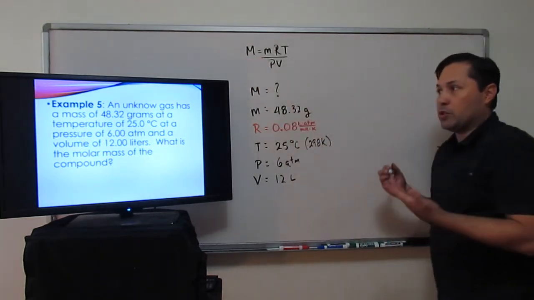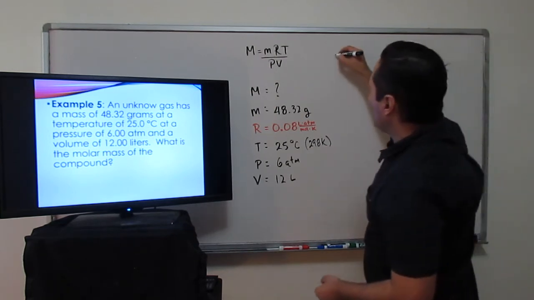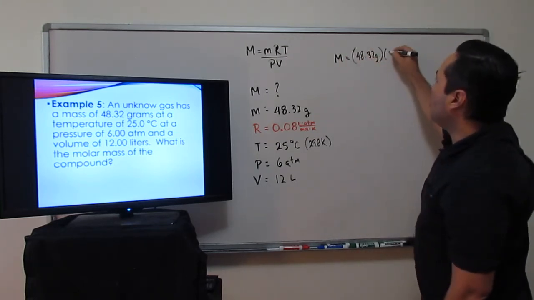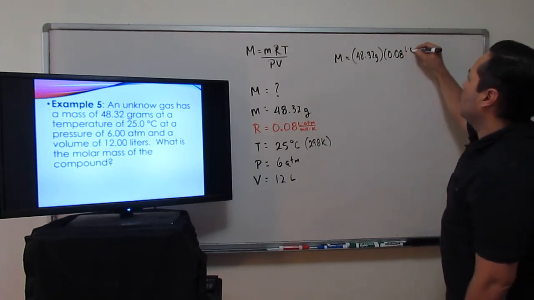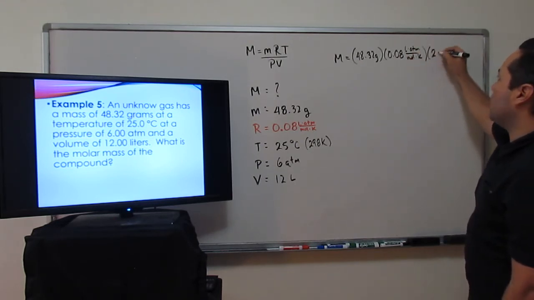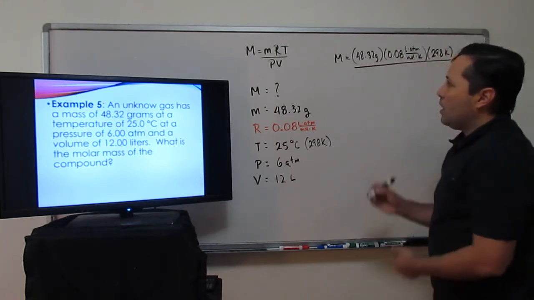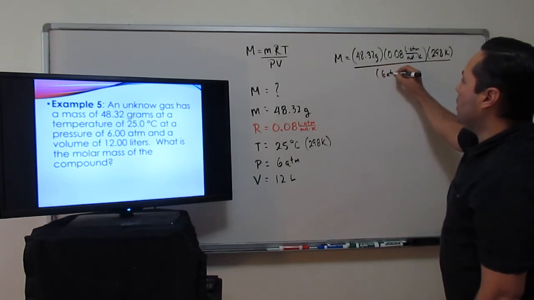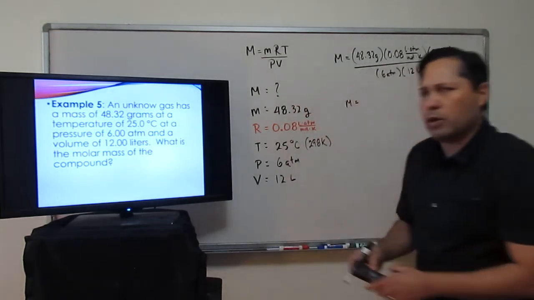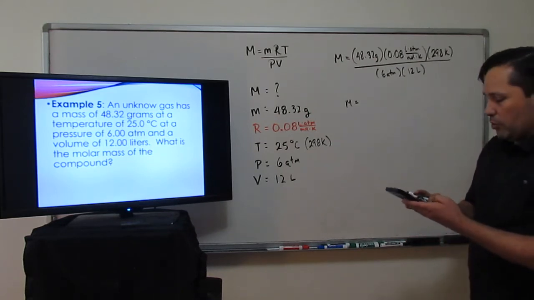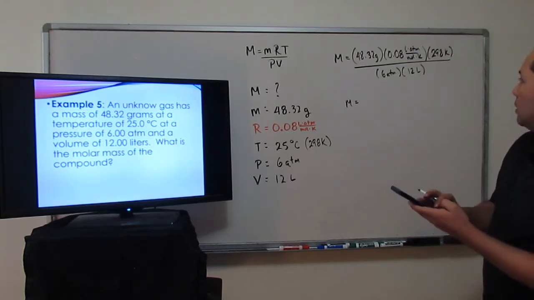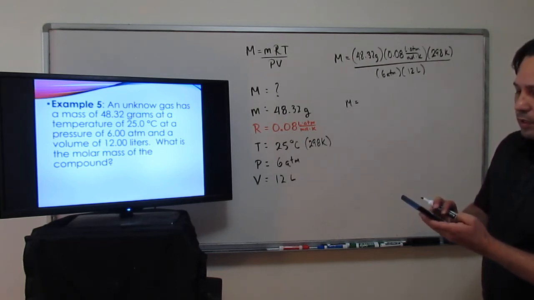So we're solving for the uppercase M, which is the molar mass. Find the molar mass of this gas. So let's do that. That's going to be the mass, which is 48.32 grams, multiplied times the constant, which is always 0.08 atm liters over moles Kelvin, multiplied times the temperature, which is 298 Kelvin, and you divide it by the pressure, which is 6 atm, and the volume of 12 liters. Alright, so you plug that into your calculator, and that's going to give us the molar mass for this compound. So it's going to be 48.32 times 0.08 times 298 divided by 6 times 12. That gives us an answer of 16.